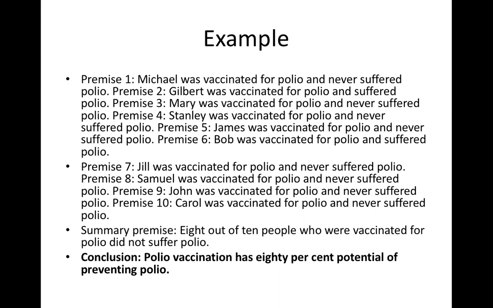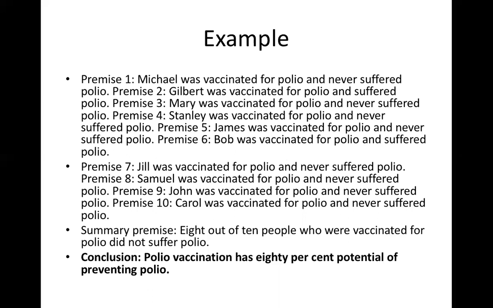James was vaccinated for polio and never suffered. Bob was vaccinated and suffered. Jill was vaccinated and never suffered. Samuel was vaccinated and never suffered. John never suffered. Carol never suffered. So the summary premise is that 8 out of 10 people who were vaccinated for polio did not suffer polio. So 8 people stopped suffering polio. Only 2 people continue to suffer it.